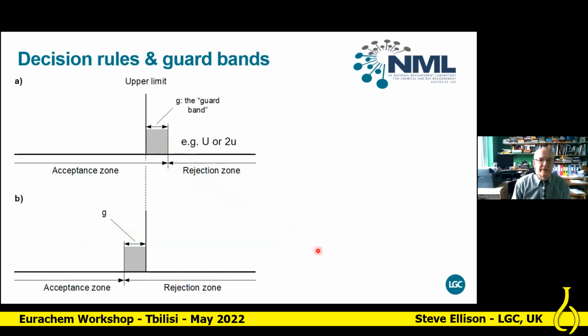Now, there are two extreme ways we can set up guard bands. We can set up a guard band that is outside the upper limit, outside our limits, so that our acceptance zone, the region where we believe a measurement result can be marked as compliant, is a little bit bigger than our product specification or our legal acceptability zone. And that's something that we might do when we need quite strong evidence to reject something.